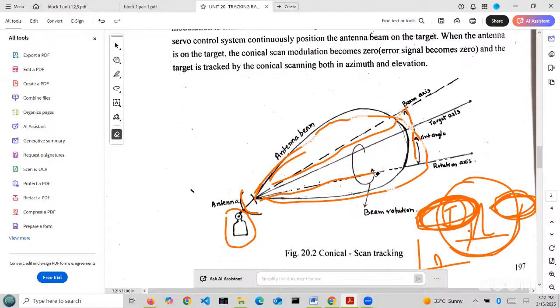I will show it once again in the image. What is squint angle? Squint angle is the difference between the beam axis and the rotation axis.